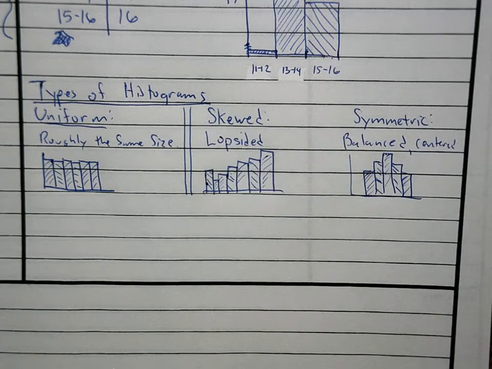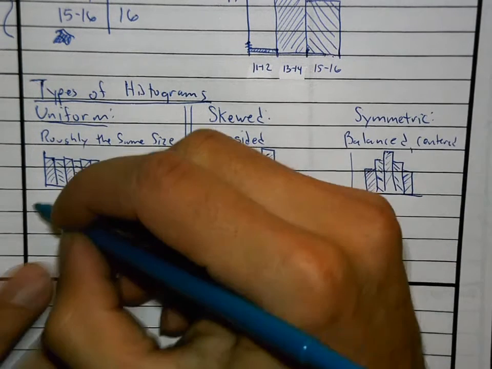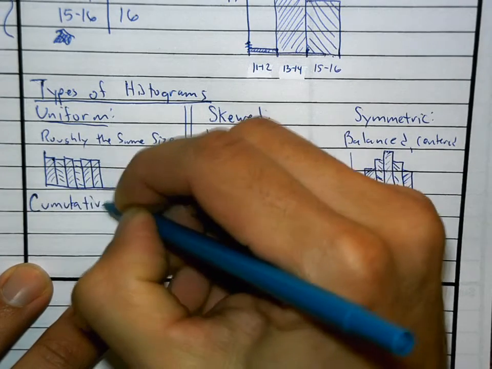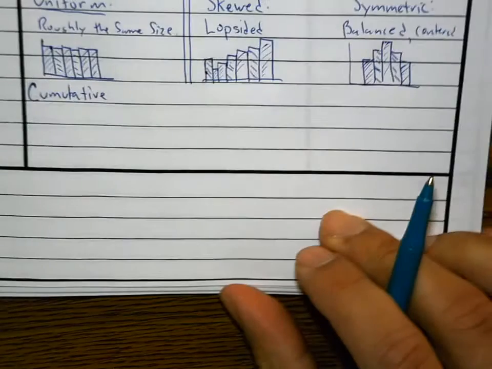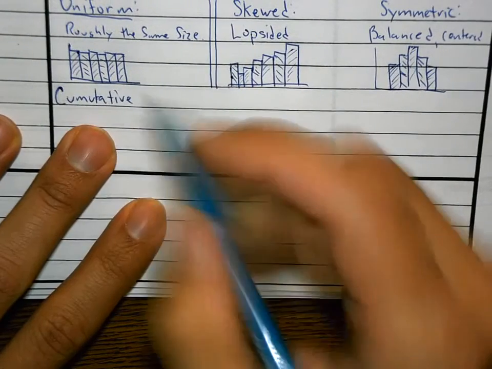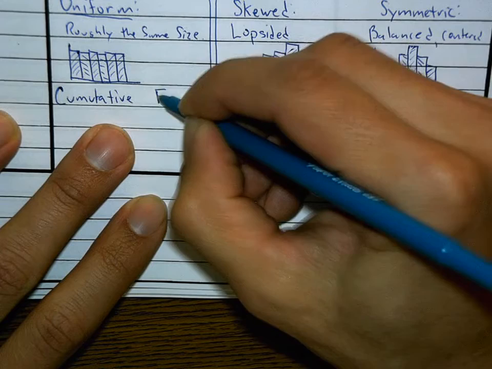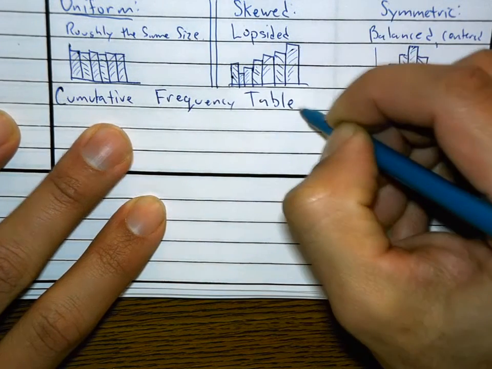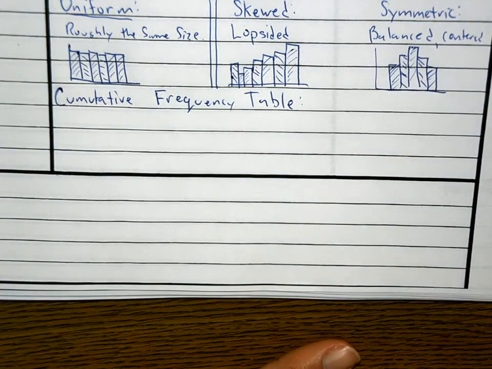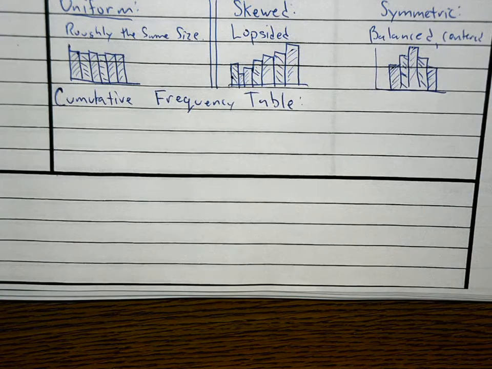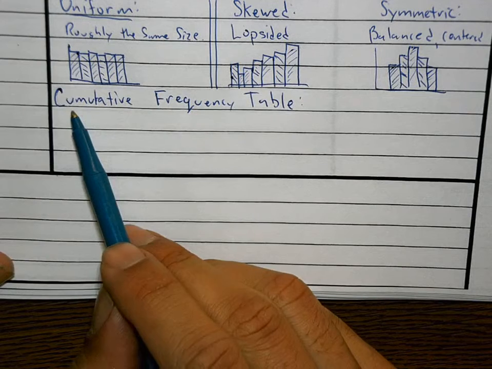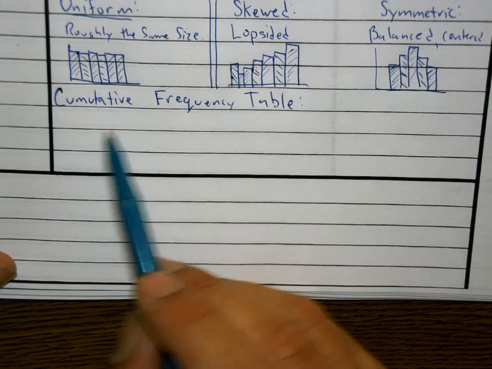The last thing we need to cover, and then we'll be done with our notes, is this one last word, cumulative. Cumulative frequency table. Cumulative. That's one of those hard words for me to say.